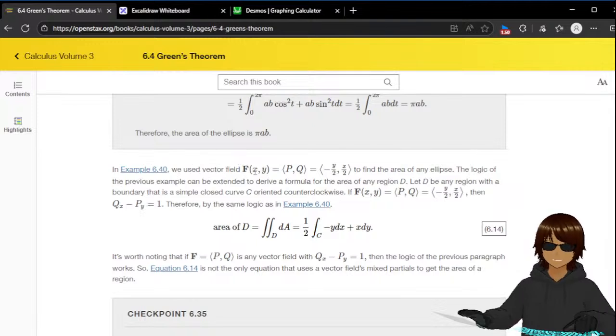Use the vector field F equal to minus y over 2, x over 2 to find the area of any ellipse. The logic of the previous example can be extended to derive a formula for the area of any region T. Let T be any region with a boundary that is a simple closed curve C oriented counterclockwise. If F is this, then Q_x minus P_y is equal to 1. Therefore, by the same logic as in example 6.40, the area of T is this.